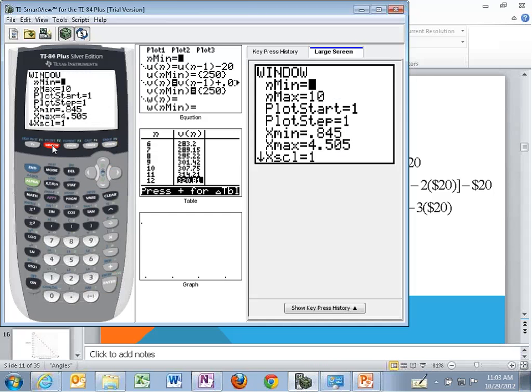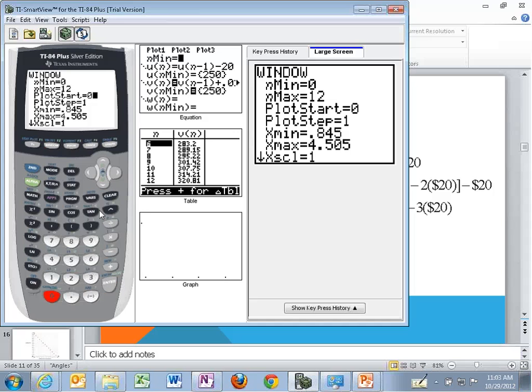So I start nmin at 0, and if we're going to iterate 12 times and see 12 of those iterates, I'm going to scroll down and change this nmax to 12. My plot start can be 1, my plot step can be 1, but now the x-axis represents the number of months since this all started.